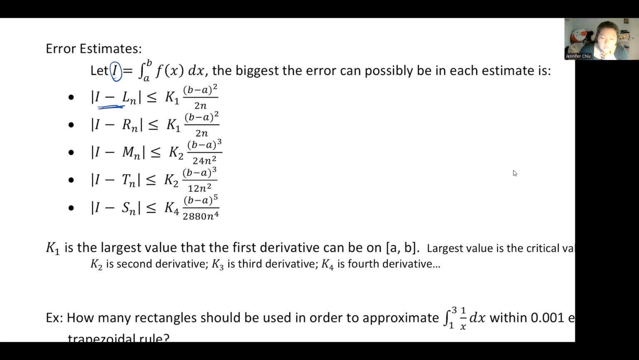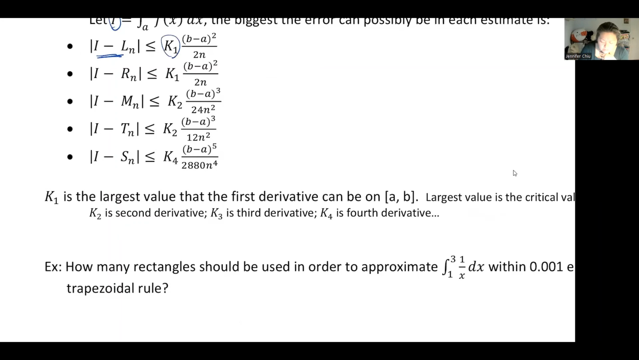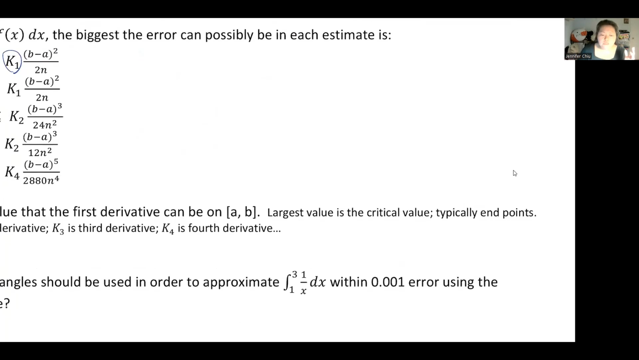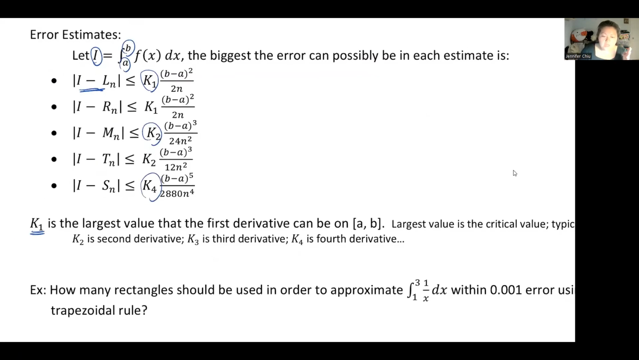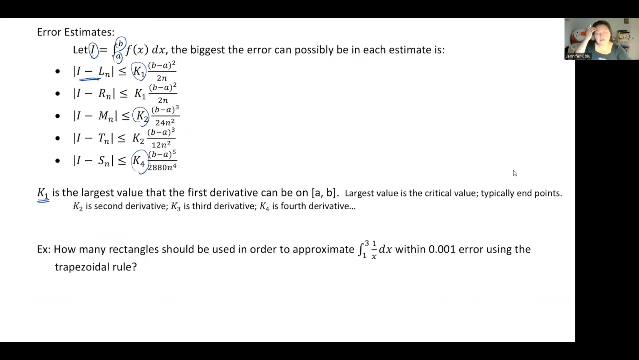Okay, so a few things to remind you: K sub 1 is the biggest value that the first derivative can be on your interval, and typically it's at the endpoints of your interval, A and B, right? K sub 2 is for the second derivative and K sub 4 is for the fourth derivative, okay? So again, rest assured we'll give you these error analysis formulas, but let's see how you can work this out. It says, how many rectangles should be used in order to approximate this area within 0.001 error, so 0.1% error, which is really tiny, using the trapezoidal rule. Okay, so I want to use the trapezoidal rule. This is the one I want.